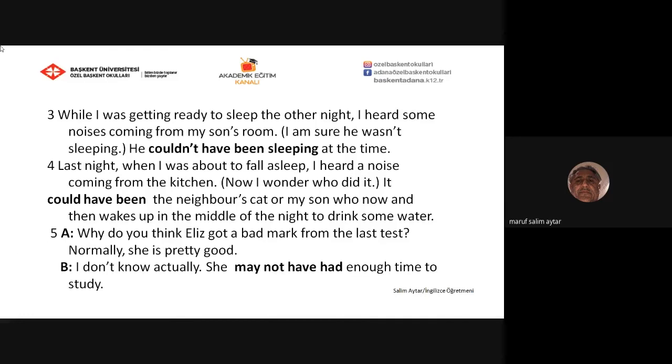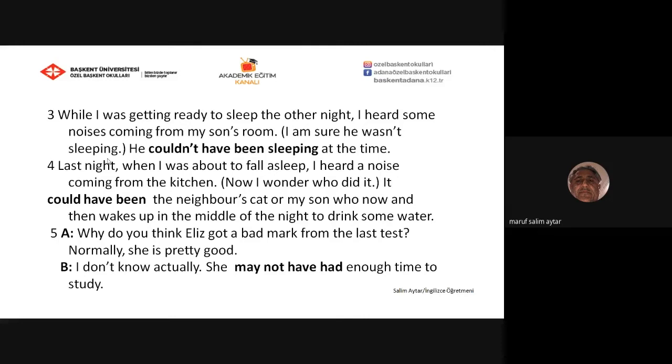And in the third question, while I was getting ready to sleep the other night, I heard some noises coming from my son's room. I'm sure he wasn't sleeping. So again, it is a strong deduction in the negative sense about past continuous. He couldn't have been sleeping at the time, he can't have been sleeping at the time.